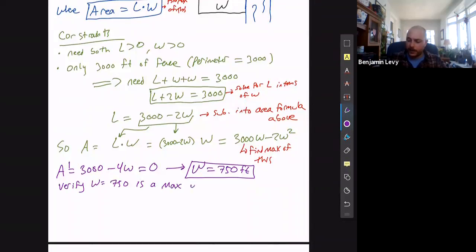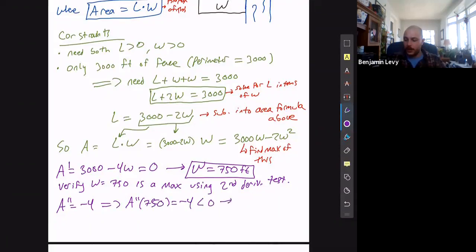I'm going to use the second derivative test. It doesn't really matter, but it's nice and easy in this case, because the second derivative is just a negative number, right? So this is always less than 0. Let me be more clear. If you tried to plug a number in there, it doesn't change that number. And so this is telling us 750 is a max, right? Because it's concave down.